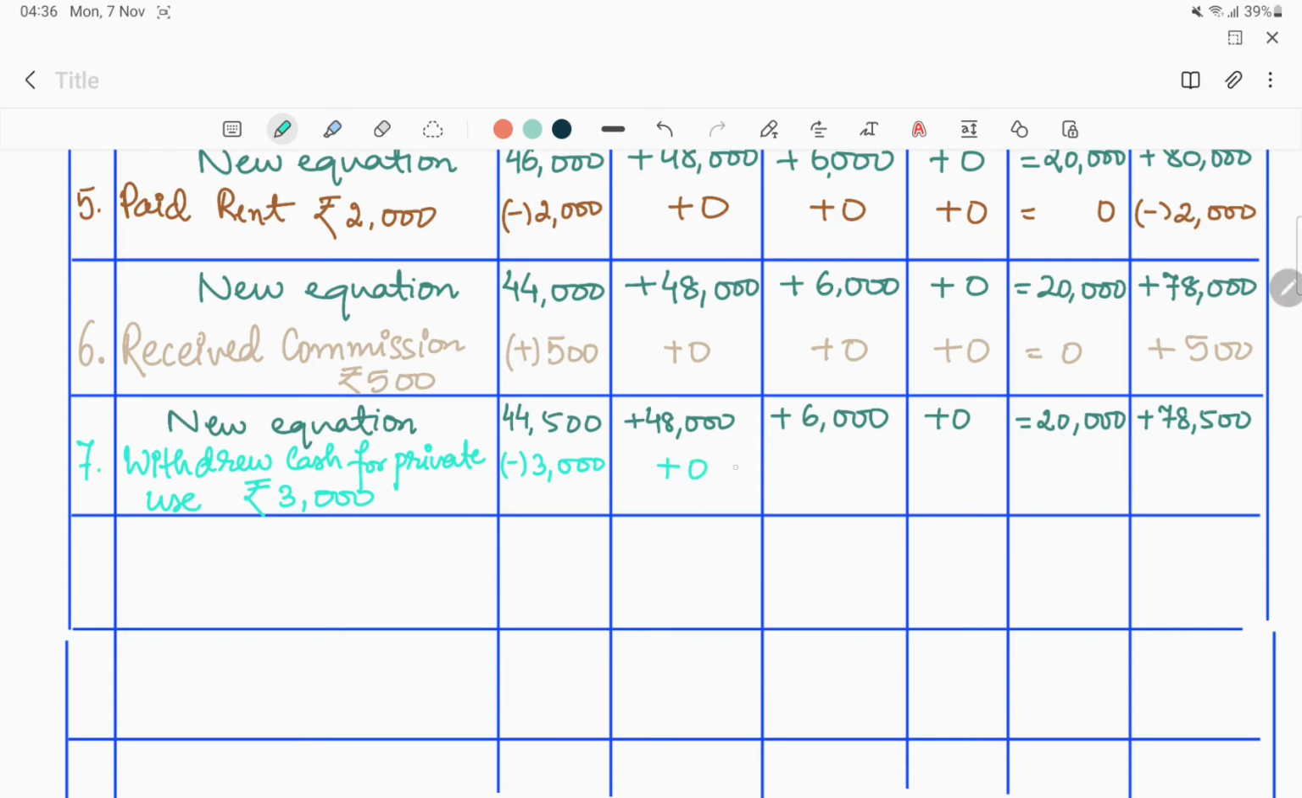Then stock 0, furniture 0, debtor 0, liability also 0. And in the capital amount, we will get a decrement of 3,000 rupees because he is using 3,000 rupees for his personal use.